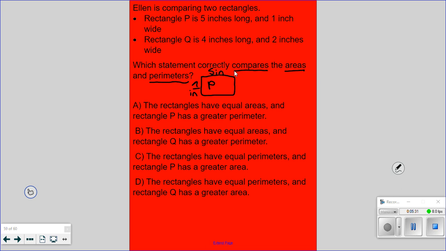Now that I know that, can I use that information to figure out the area of rectangle P? Yeah. How would I figure out the area? I don't have any squares there. Because I know with area I count squares, but I don't have any squares, so how am I going to solve that? Glenn, how would I solve it? The area or the perimeter?